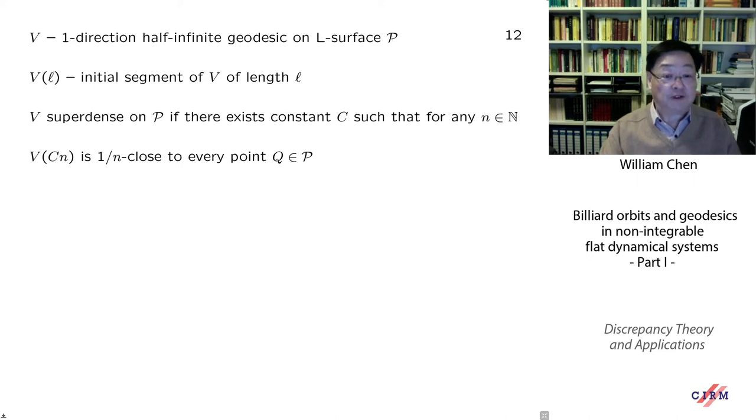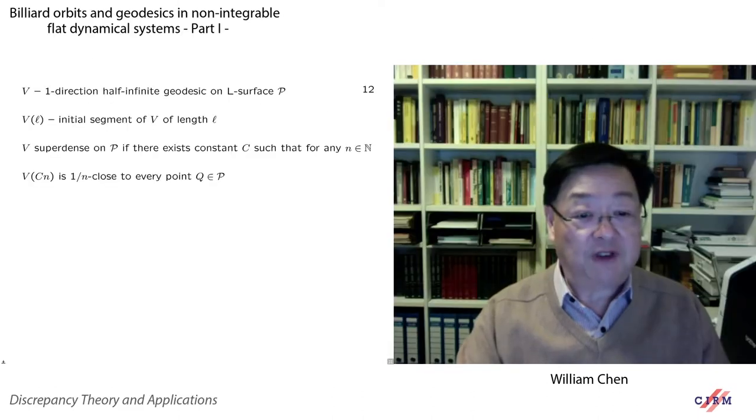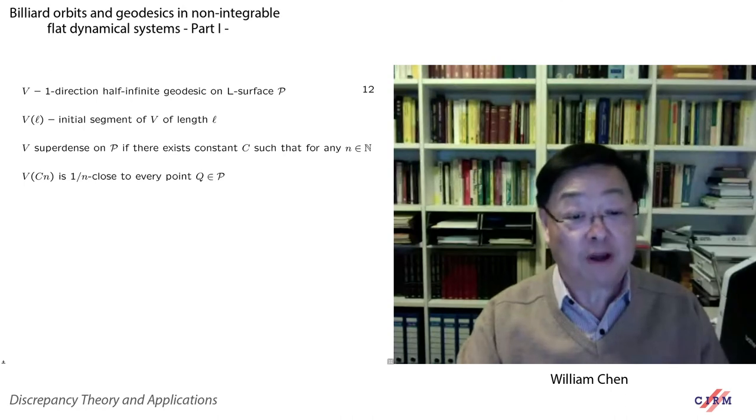Now let's suppose that V is a one direction half infinite geodesic on the L surface. Let's take an initial segment of V of length L, which we denote by VL. We say that V is super dense on P if there is a constant C such that if we go a distance of Cn, then we can get 1 over n close to every point in P. Therefore, to get near points in P, we just have to go far enough.